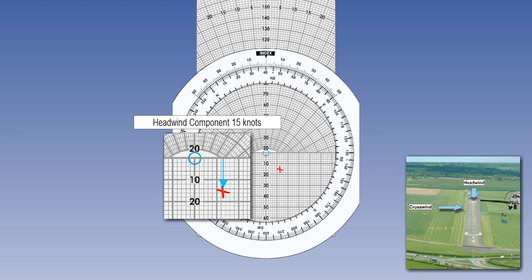Measuring vertically from the zero speed line to the wind mark gives us the headwind component. As you can see, it is 15 knots, as it was when we used the calculator. Measuring from the center line horizontally to the wind mark tells us both the strength of the crosswind component and whether it's coming from the left or the right. In this case, it is 13 knots, again as it was from the calculator.